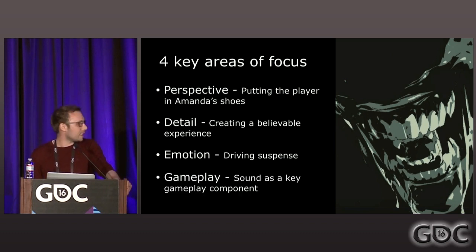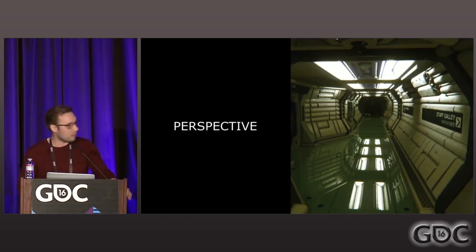And lastly, gameplay. Sound is a key gameplay component of Alien Isolation. The player is taught to listen to and be aware of how much sound they're making, because sound is one of the ways that the alien hunts the player down. It's one of its senses. So the player needs to be aware of how much sound they're making, be aware of the sound around them, and also use sound as a weapon and as a defense. And what does that really mean for the Foley? What responsibilities does the Foley have to communicate these key gameplay mechanics to the player? I'm going to elaborate on these as I go forward, starting with perspective.